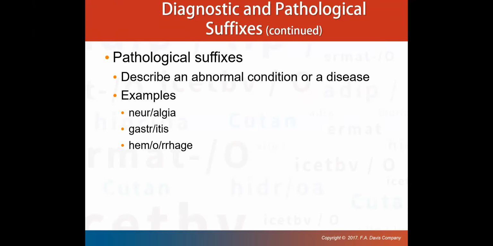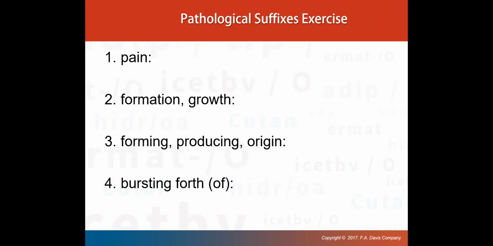Examples here: neuralgia, neur meaning of the nervous system, algia is pain; gastritis, itis, inflammation of the gastro, stomach; hemorrhage, and the rrhage at the end is bleeding or a flow of fluids is the actual definition of that, like diarrhea, okay?